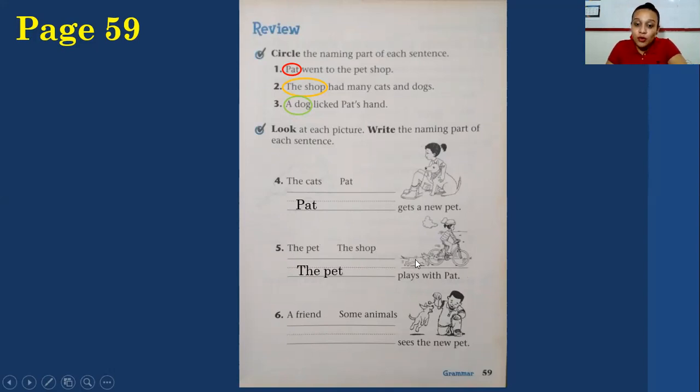Yes, the pet. Look, it is playing with her. Yes, the pet plays with the girl, with Pat. And number 6, a friend, some animals, sees the new pet. Which one is better? Of course, a friend sees the new pet. Look, this boy is just playing with the new pet. Yes, very, very good.